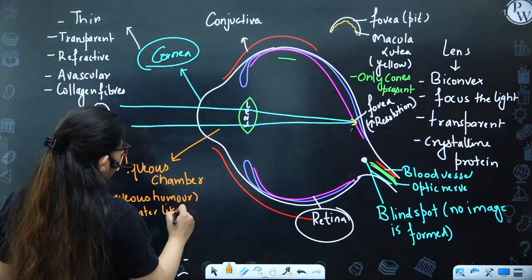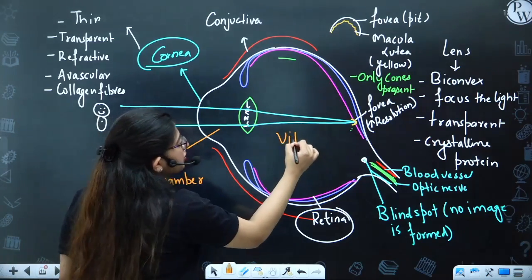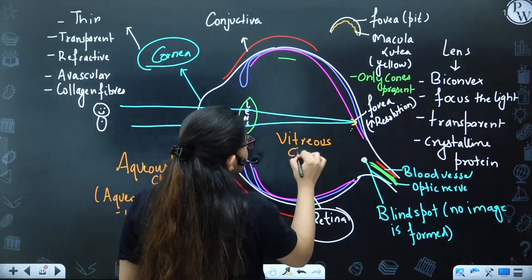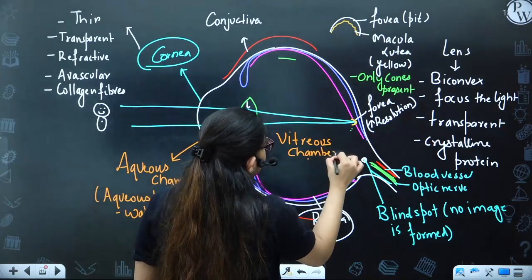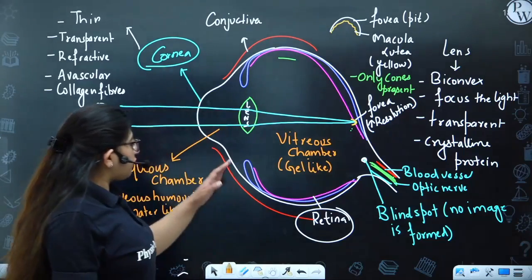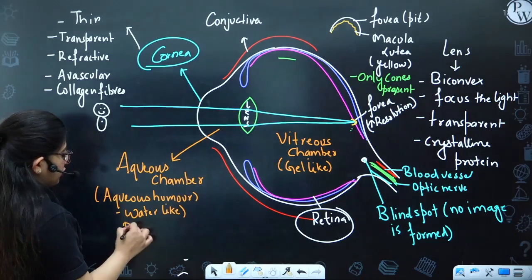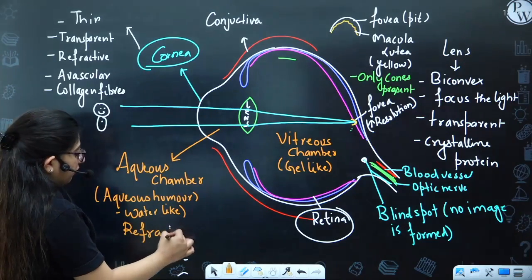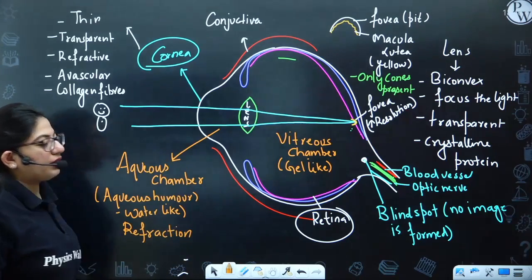And this is the vitreous chamber. The vitreous chamber contains a gel-like fluid. The function of this fluid is that it helps in refraction. Alright, okay, let's move further.